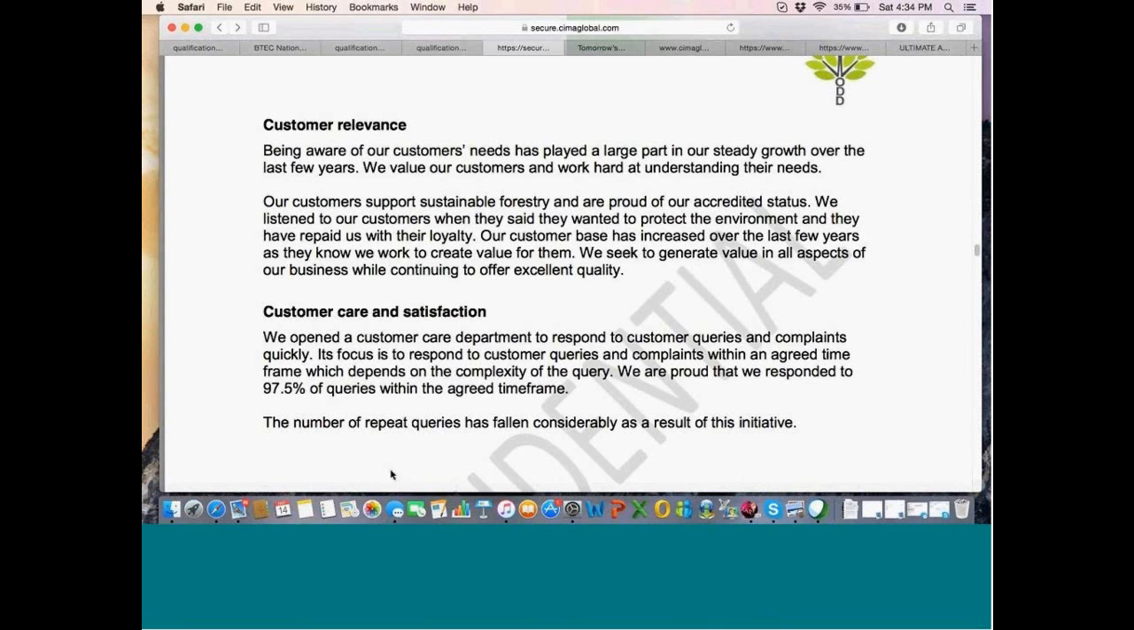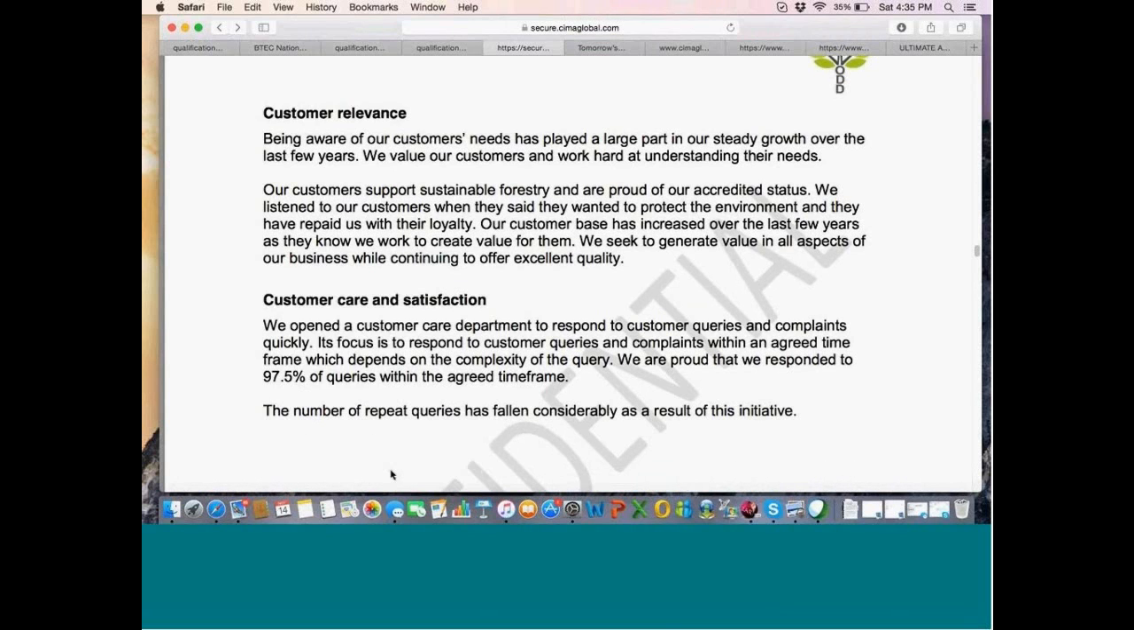Any other complaints that you guys think that might come through? Maybe something technical, like what type of trees to plant. Can have various kinds of technical questions. Correct, and also sometimes it might be environmental groups, right? So environmental groups, they're concerned about what is happening, and those questions come through as well. And they said the number of repeat queries has fallen considerably as a result of this initiative. So it has been a successful initiative for them.